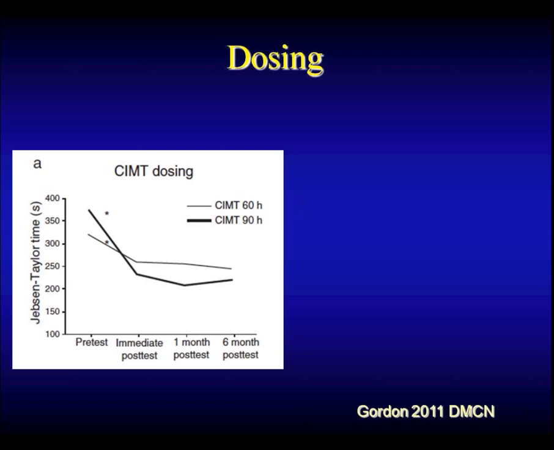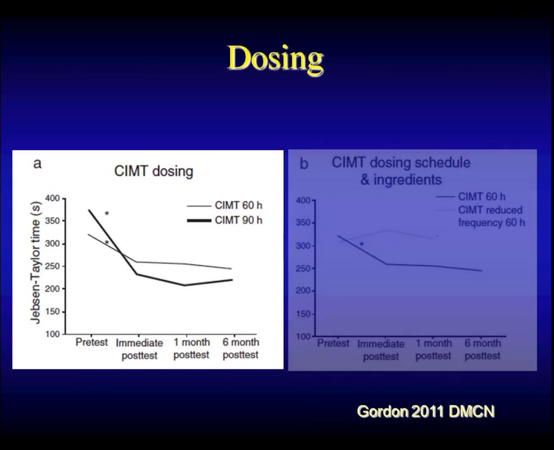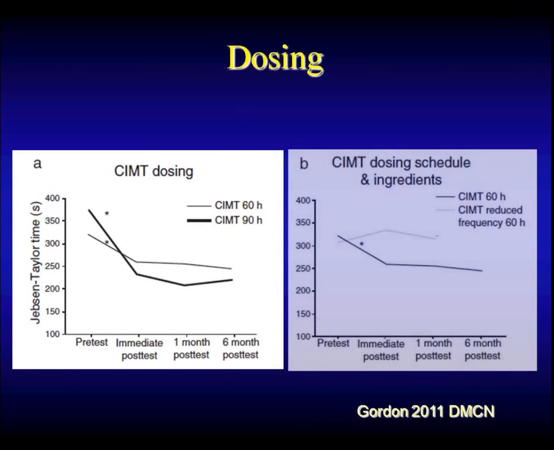And this is only 6 hours per day, and the kids are wearing a cotton sling, and then they take it off at the end of that 6 hours. So again, we don't know the effects of adding the forced use component to this.